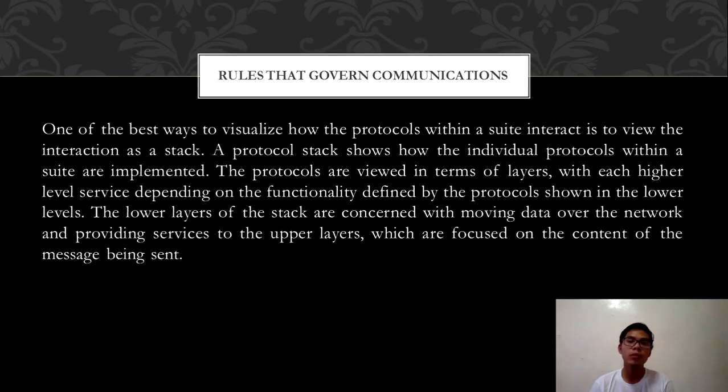Rules that govern communication. One of the best ways to visualize how the protocols within a suite interact is to view the interaction as a stack. A protocol stack shows how the protocols within a suite are implemented. The protocols are viewed in terms of layers, with each higher-level service depending on the functionality defined by the protocols shown in the lower levels.